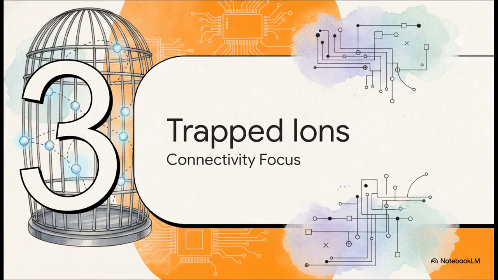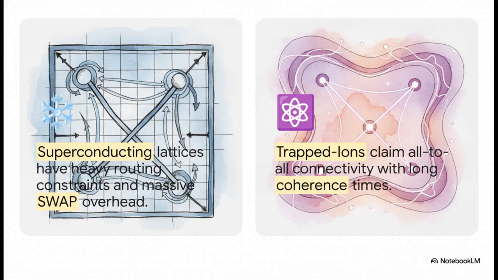Section 3. Trapped ions and connectivity. Here is where we see how changing the physical structure completely alters the compilation math. Let's contrast these two paradigms. We just saw how superconducting lattices suffer from heavy routing constraints and massive swap overhead.